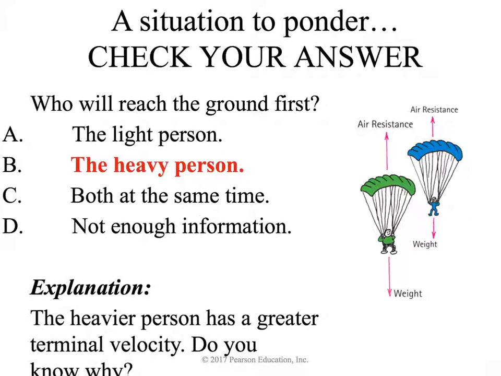Okay, so the answer is that the heavy person is going to be the one that reaches the ground first. Because remember we talked about terminal velocity, and the terminal velocity occurs when the person's weight equals the force of the wind resistance or the air resistance. And so the skinnier person, the lighter weight person, is going to reach their terminal velocity faster, and so that means the heavier person is going to continue accelerating downward.